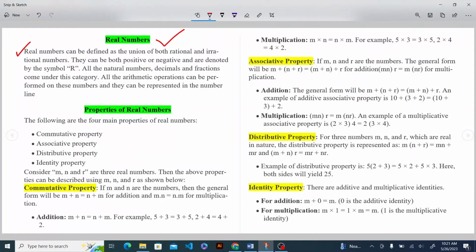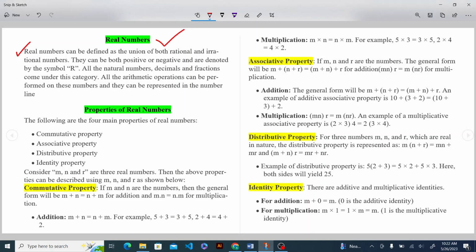real numbers can be defined as the union of both rational and irrational numbers. They can be both positive or negative and are denoted by the symbol R. All the natural numbers, decimals, and fractions come under this category. All the arithmetic operations can be performed on these numbers and they can be represented in the number line.